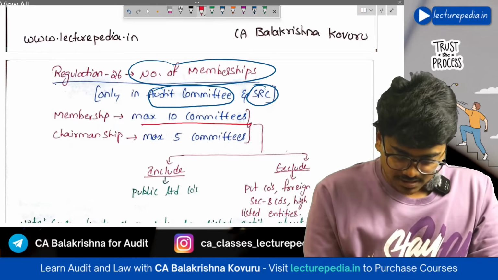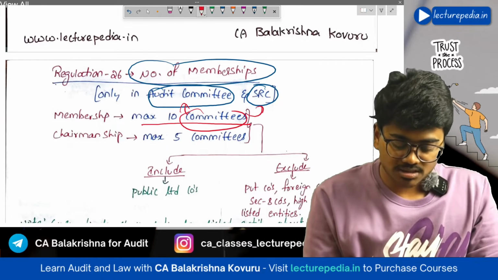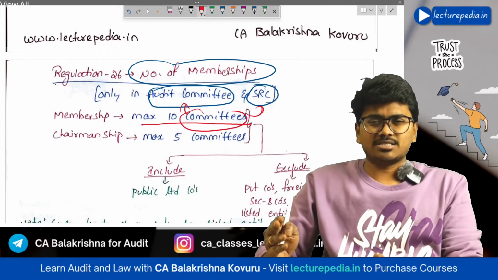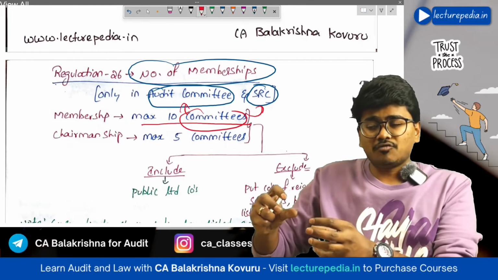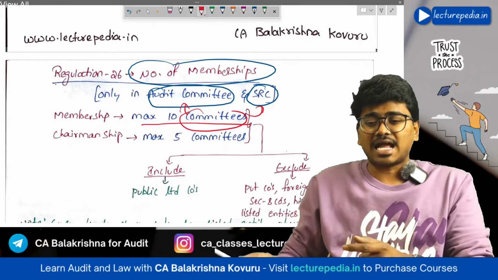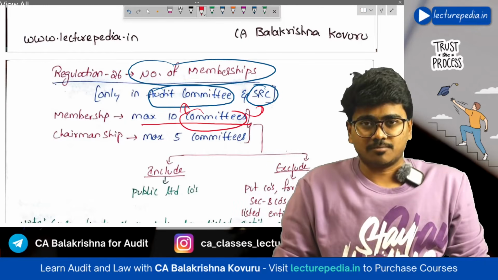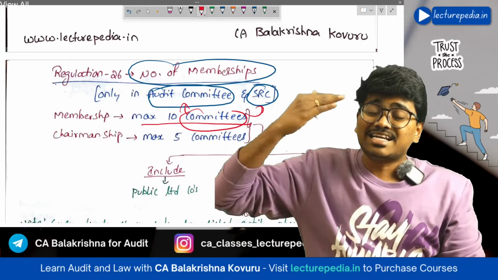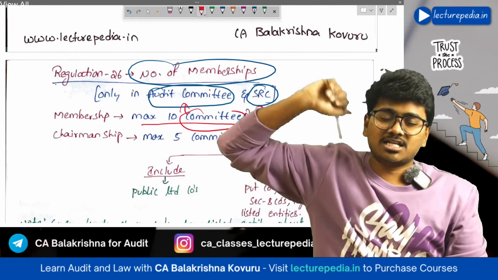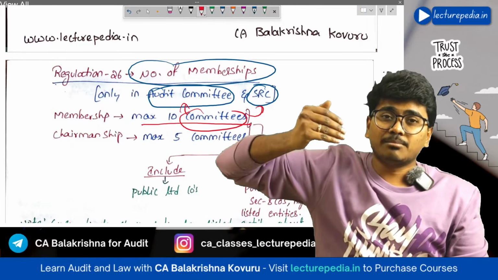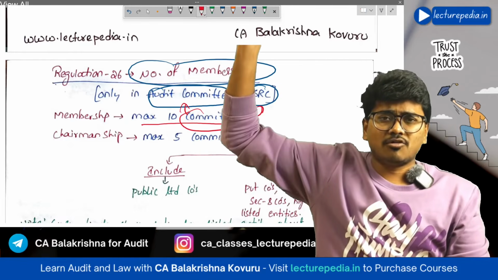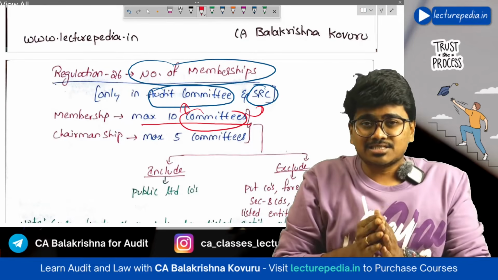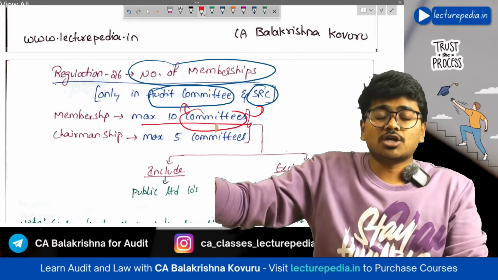And these committees include only audit committee or stakeholder relationship committee. There are also other committees: nomination, remuneration committee, risk management committee. The membership of those committees will not be considered for calculation of this maximum memberships. You can act as member of n number of risk management committees. You can act as member of unlimited number of nomination and remuneration committees. The bar is only on audit committee and stakeholder relationship committee.